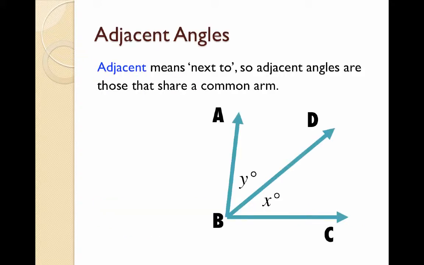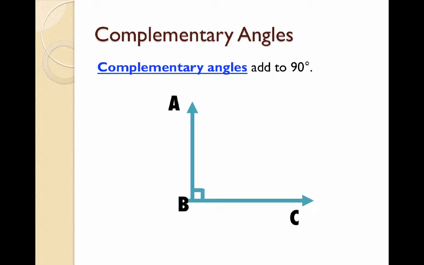The word adjacent means next to, so adjacent angles are those that share a common arm. Here I have an angle that has been separated into two different angles by a common arm BD. The two angles are X and Y. I don't know what those two angles are, that's why I'm using lowercase letters. But sometimes I'm going to be asked to work out what they are.